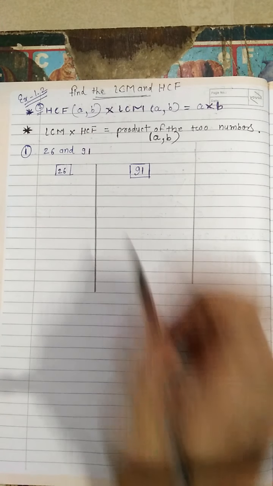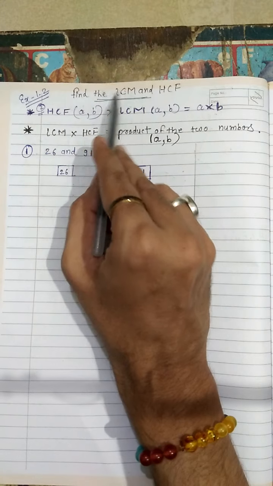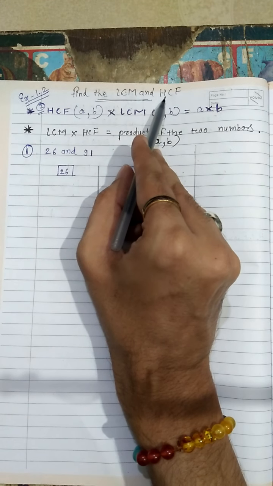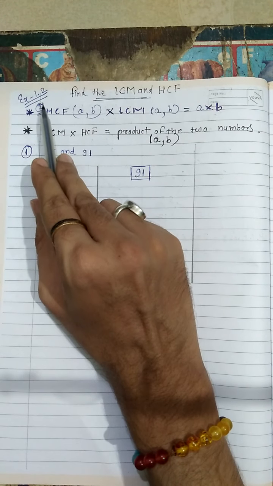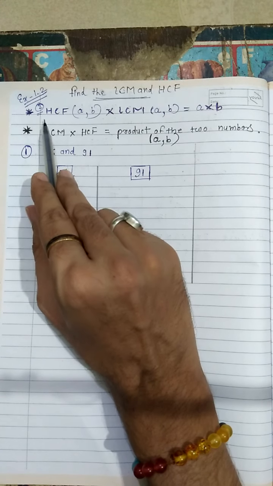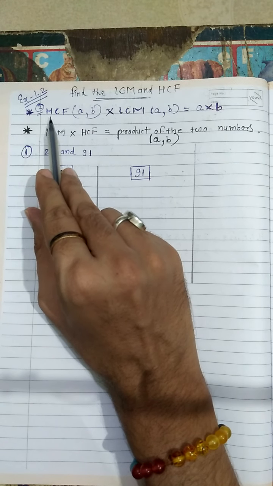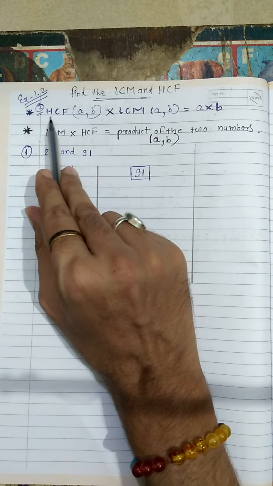Exercise 1.2. Find the LCM and HCF. Chapter number 1, Exercise 1.2. Okay, this is the most important equation. You just write it down in your notebook.